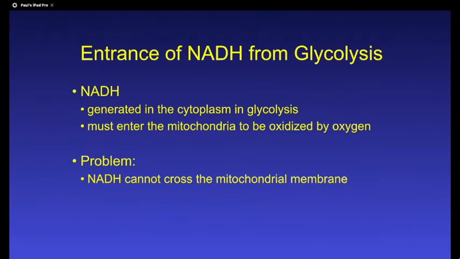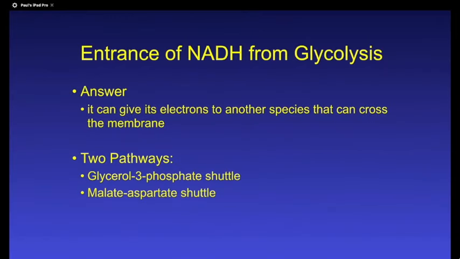All right. So we can do all of this, but here's the problem. NADH, that is producing glycolysis, is in the cytosol, but it must get to the mitochondria, and NADH can't be transported across the membrane. So it has to give its electrons to another species that can go through. There are 2 pathways, the glycerol 3-phosphate shuttle and the malate aspartate shuttle.